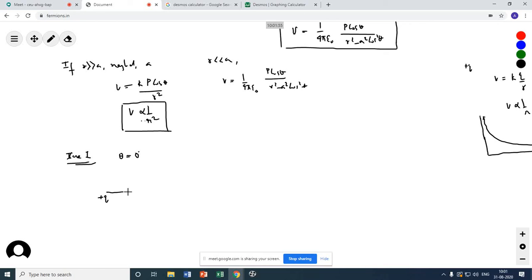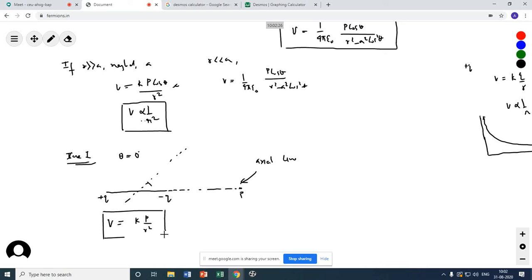Theta equals 0 degree means where is the dipole? So if this is our dipole, this was the line, 0 means it is here. So we are talking about the axial line. At that case theta equal to 0 means cos 0 is 1. That means V will be at that time k p by r square. I'm taking this relation, k p by r square.